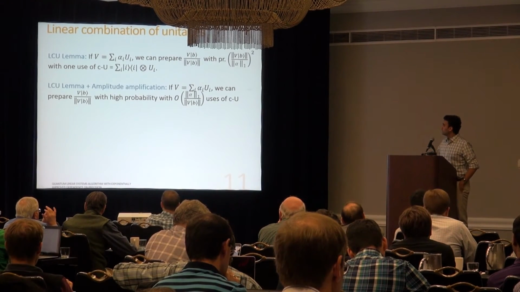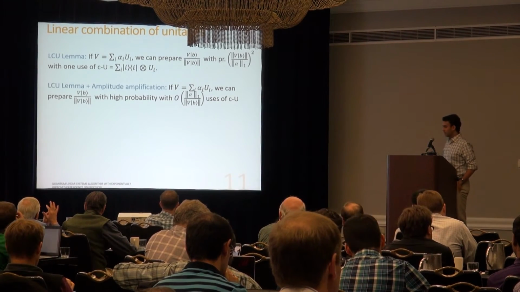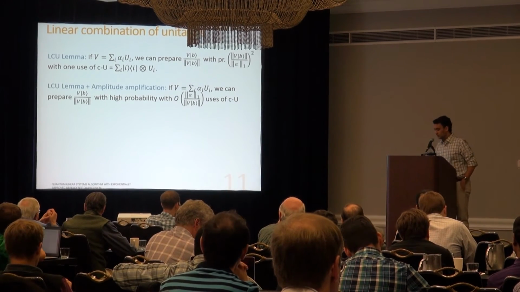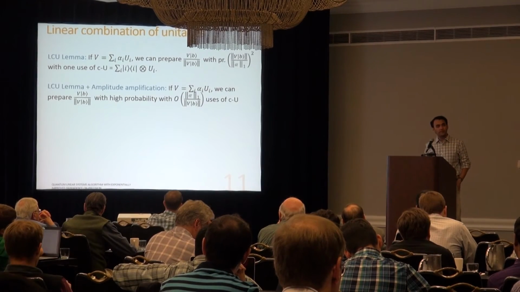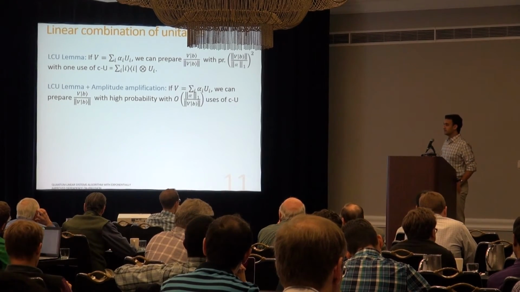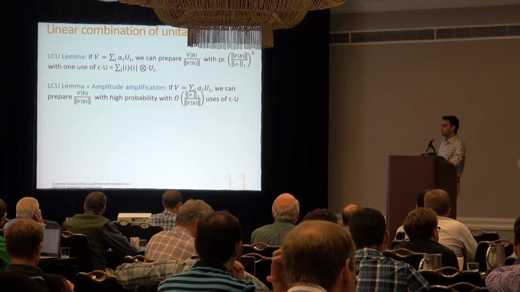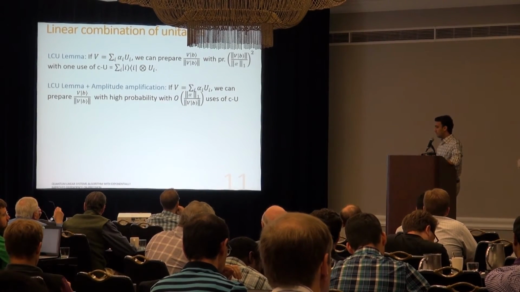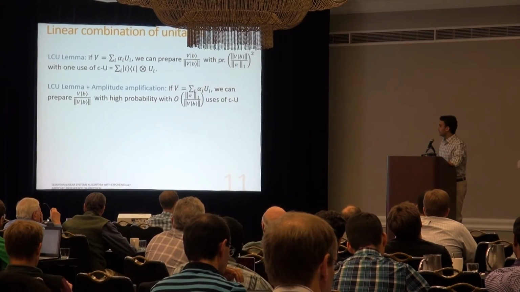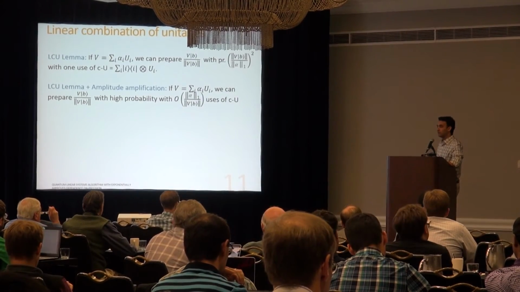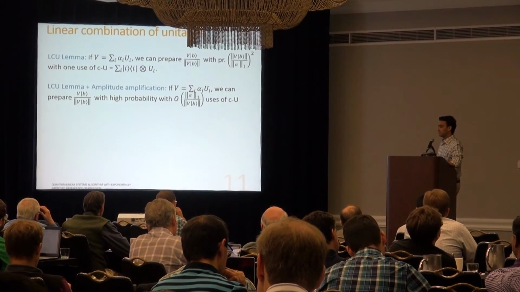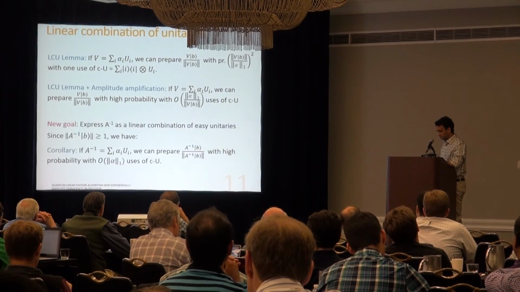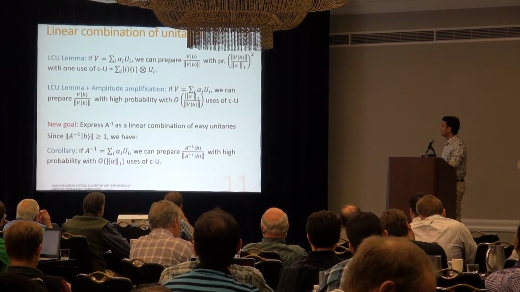And okay, now that we have this tool, what do we do? We want to use it to solve linear systems of equations. So what does that mean? That means we want to implement the map A inverse on the state B. So we want to solve AX equals B, but that's the same as X equals A inverse B. So we want to implement the map A inverse, which is not necessarily unitary. In fact, it almost certainly would not be unitary. We want to implement A inverse on the state B, and we want to implement it using this lemma. So that's our new goal.